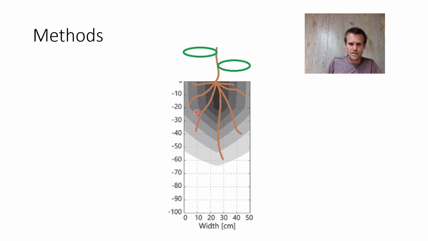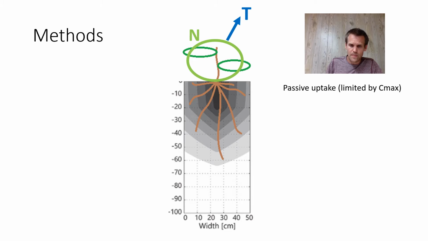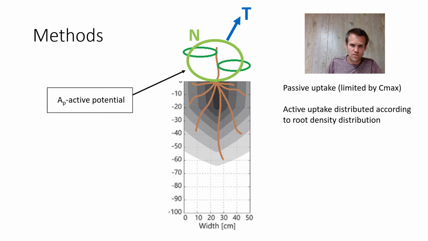The root zone density distribution is distributed according to a function, and then the plant transpirative demand is divided over the entire root zone according to that density distribution. The nitrogen uptake is also considered according to that same density distribution. First, the uptake is considered passively. We're limited by a maximum concentration, and the rest that's not taken up passively is considered to be taken up by active uptake means. And that potential active uptake, so the total uptake minus the passive, is distributed also across the root zone according to the same distribution here.